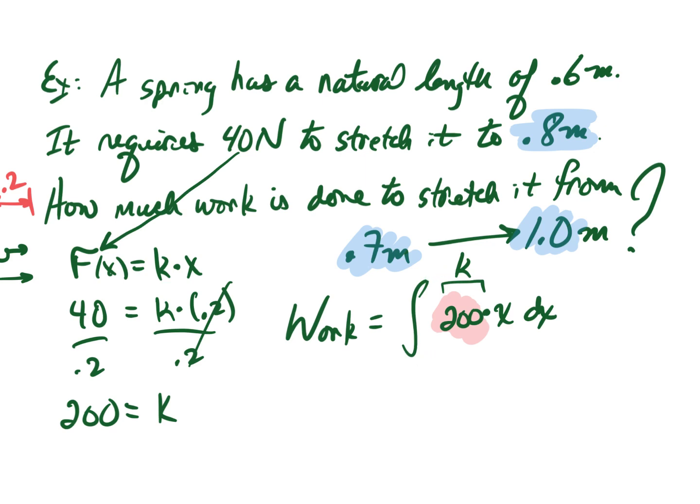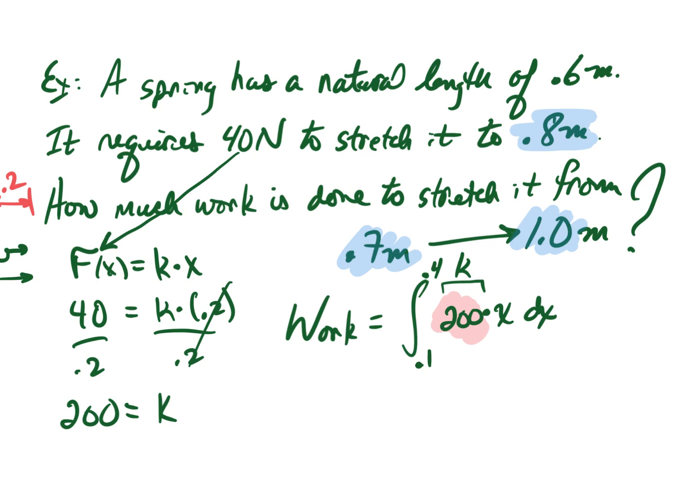It's the distance from its natural length. Again, the natural length is 0.6. So when we're at 0.7, we've already stretched it 0.1 of a meter. And when we finish at 1.0, that means we've moved it 0.4 meters. So this would then be the correct setup to calculate the work.